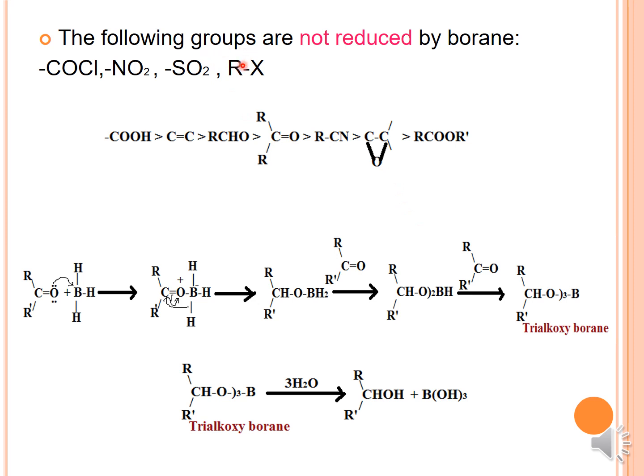Here, what are the following groups which can't be reduced? In this borane, the acyl chlorides, that is acid chlorides, and then nitro compounds and sulfonyl compounds, that is SO2, and RX, alkyl halides, cannot be reduced. And in the reduction priority, you have to go this way: carboxylic acid is greater than the alkene, which is greater than the aldehydes, then ketones, then nitriles and epoxides, then esters.